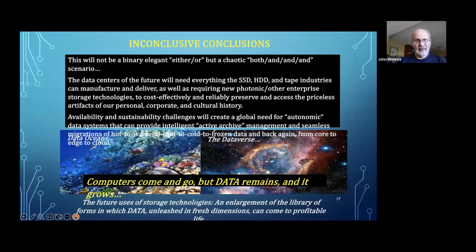Now, as I think we're all keenly aware, and I think we're going to hear some pretty good solutions to these questions, availability and sustainability challenges are going to create a global need for autonomic data systems. We've been talking about that stuff for 25 years now, but we haven't yet created them. But what this alliance is all about and what these companies are all about is truly creating autonomic data systems that can provide intelligent active archive management and seamless migrations of hot to warm to cool to cold to frozen data and back again, from core to edge to cloud.